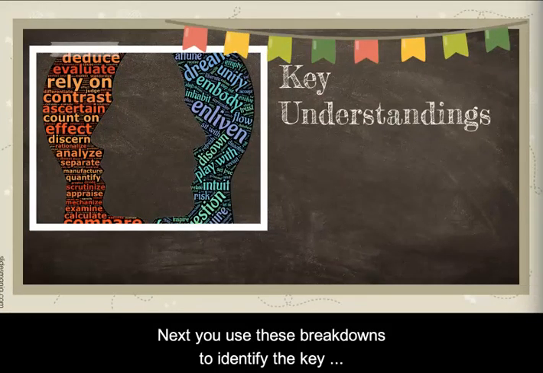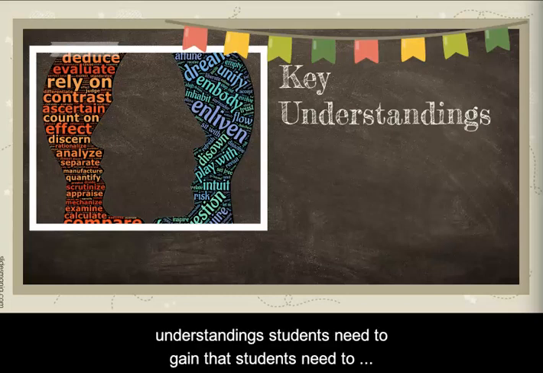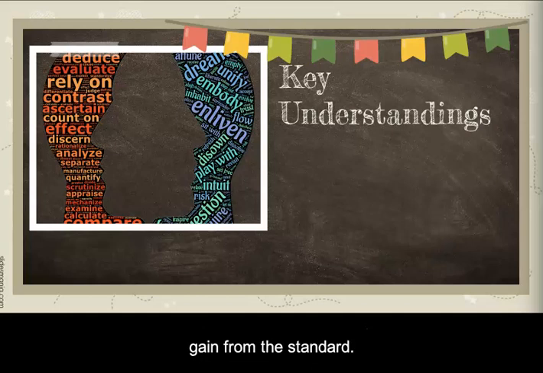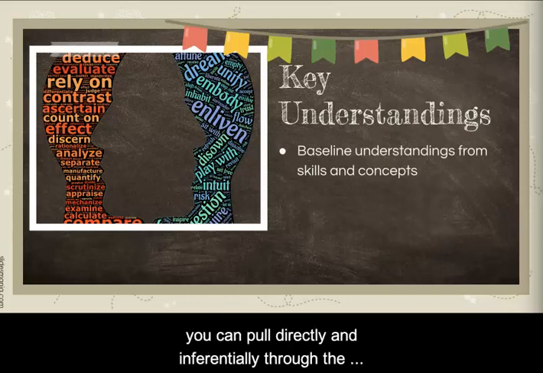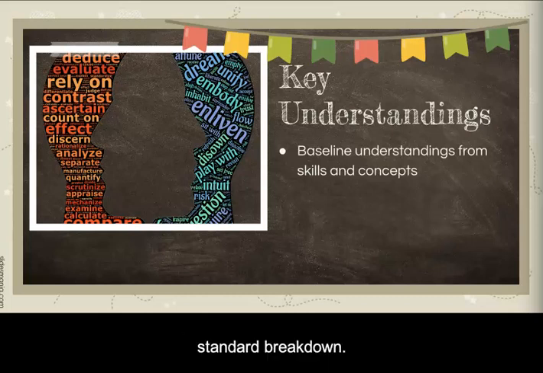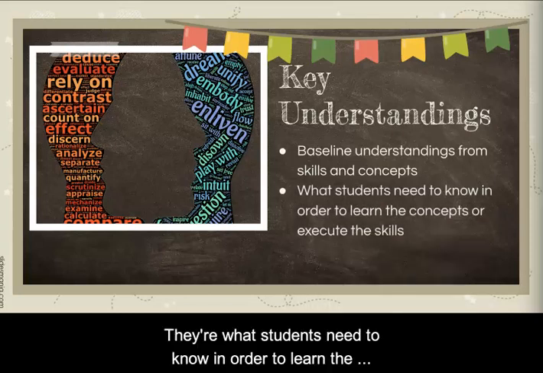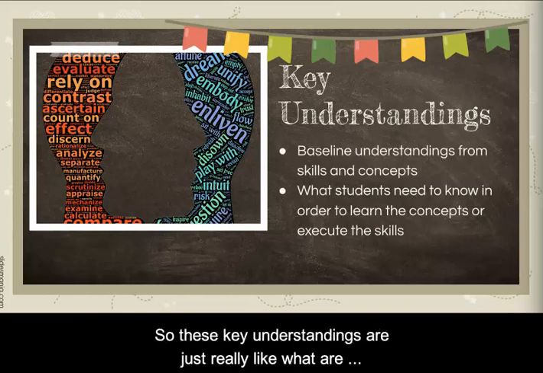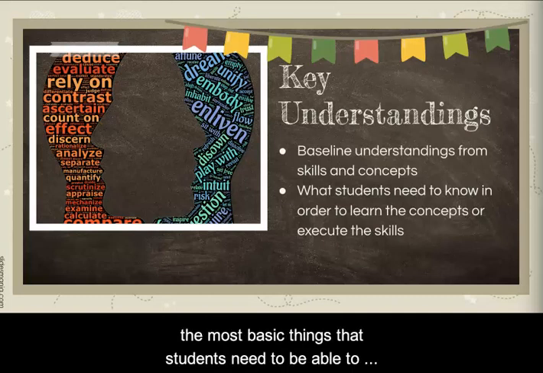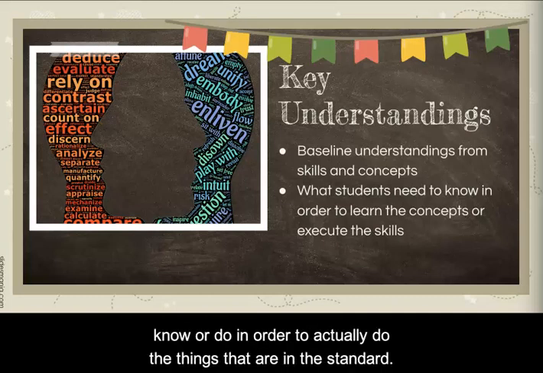Next, you use these breakdowns to identify the key understandings students need to gain from the standard. Okay, so the baseline understandings are the things that you can pull directly and inferentially through the standard breakdown. They're what students need to know in order to learn the concepts or to be able to execute the skills. So these key understandings are really just the most basic things that students need to be able to know or do in order to actually do the things that are in the standard.